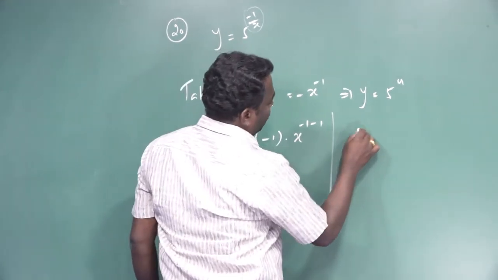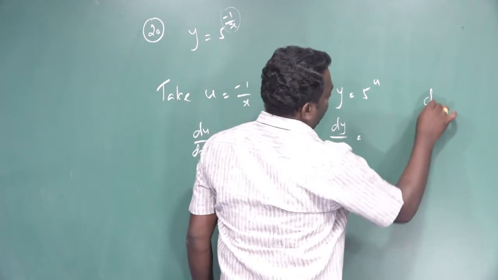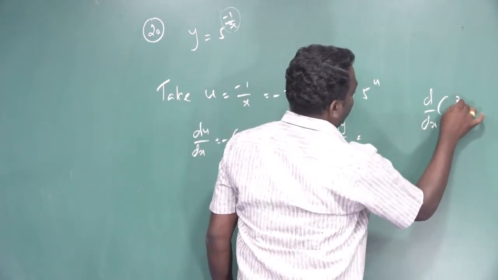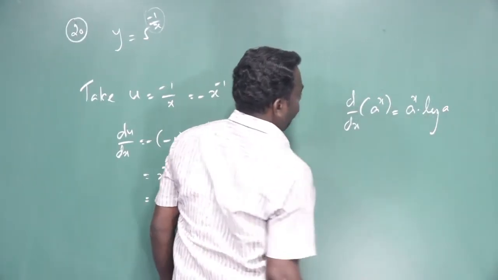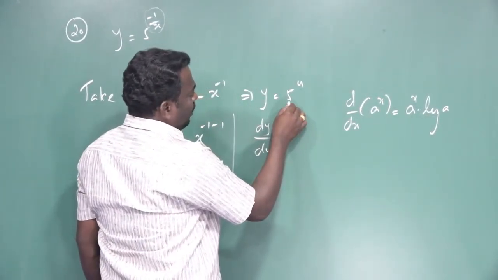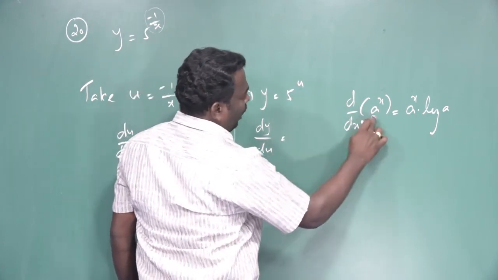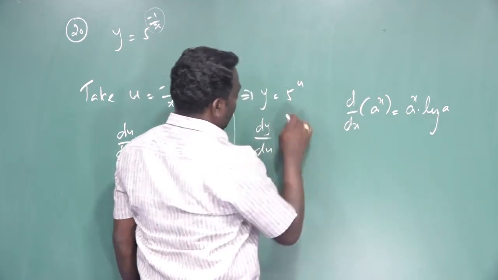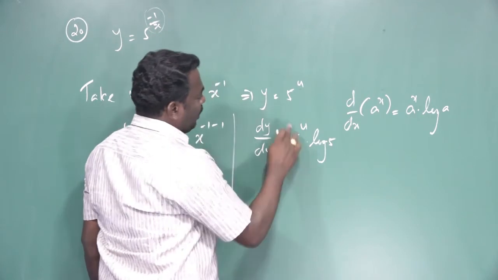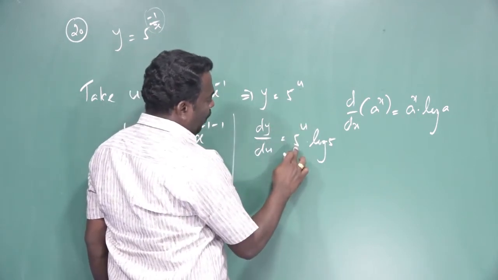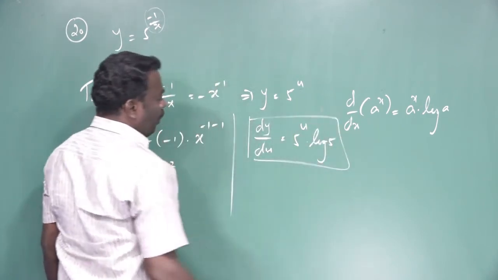Now differentiate the y function, dy by du. We know the differentiation d by dx of a power x is equal to a power x into log a. And here a is 5 and x is u. Therefore a power x into log a becomes 5 power u into log 5, because a is 5, and this is called the differentiation dy by du.